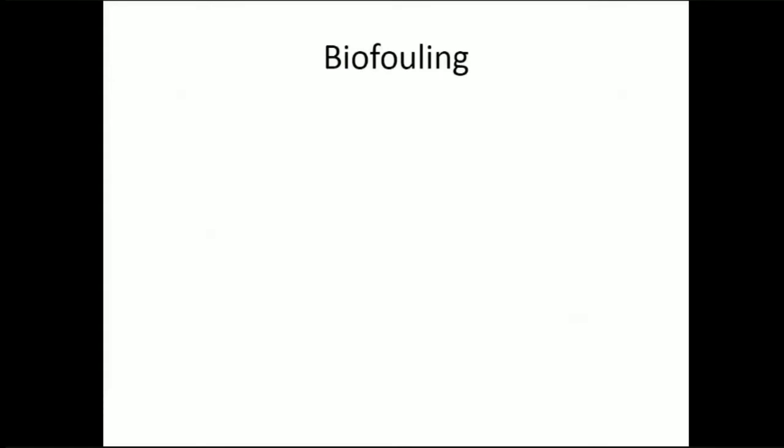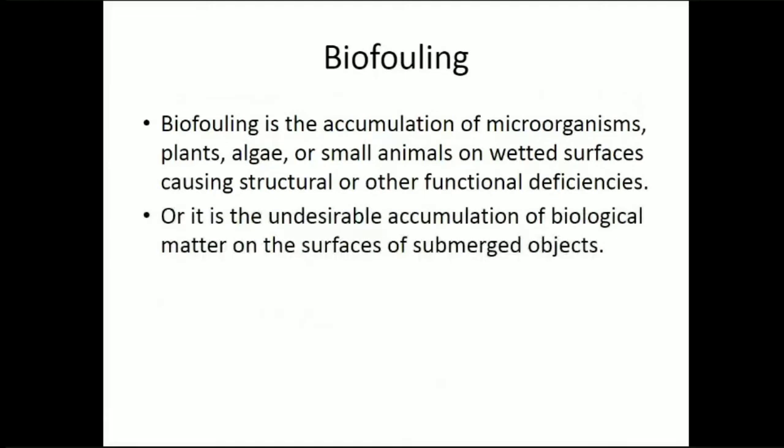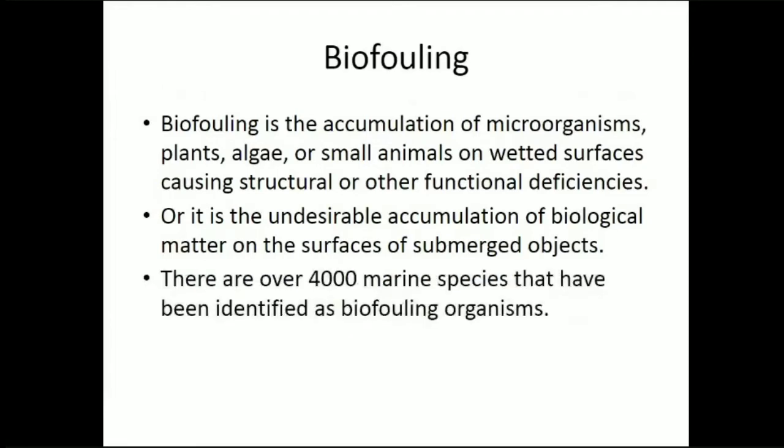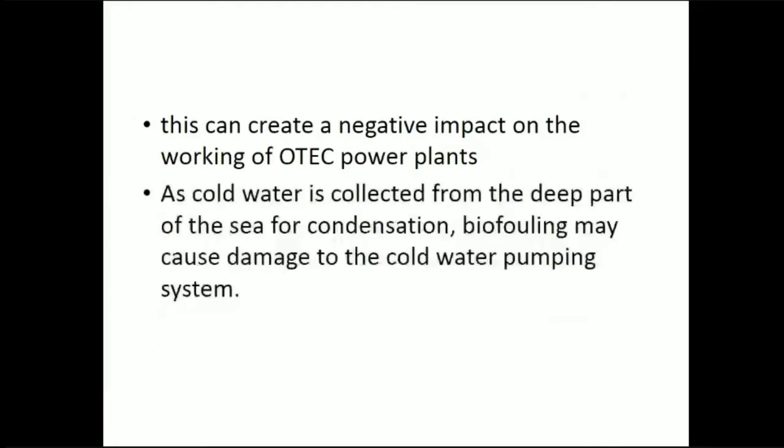Next topic is biofouling. Biofouling is the accumulation of microorganisms, plants, algae, or small animals on wetted surfaces causing structural or other functional deficiencies. Or it is the undesirable accumulation of biological matter on the surfaces of some submerged objects. There are over 4,000 marine species that have been identified as biofouling organisms. This can create a negative impact on the working of OTEC power plants.